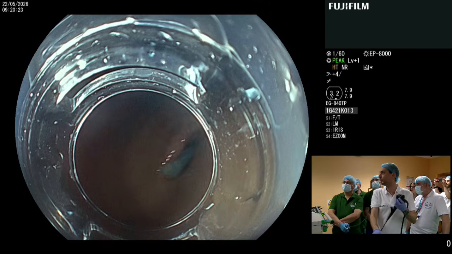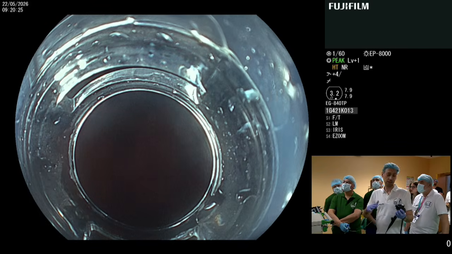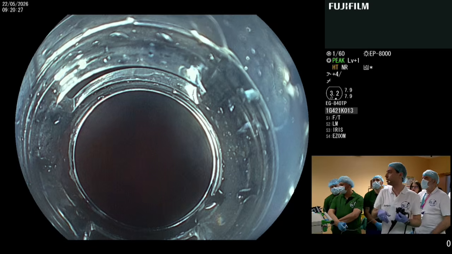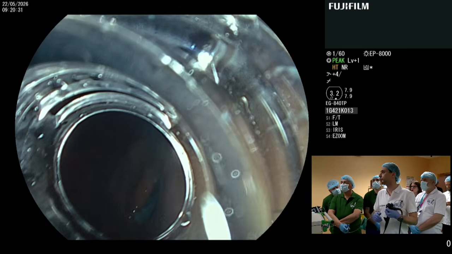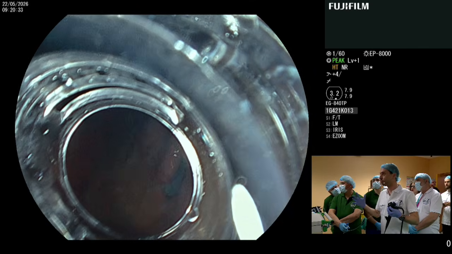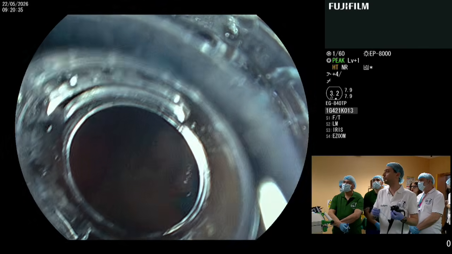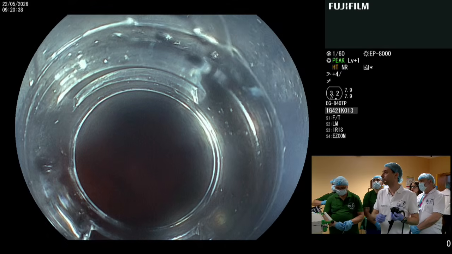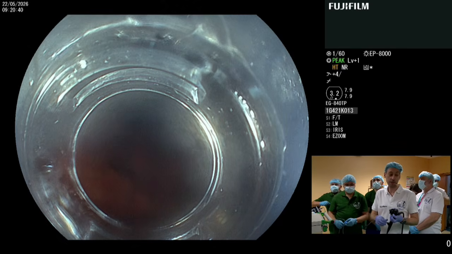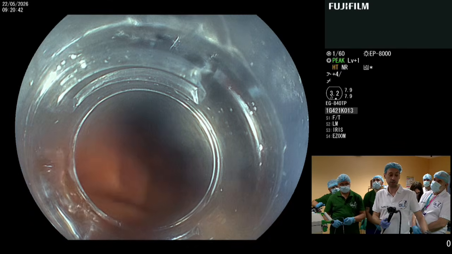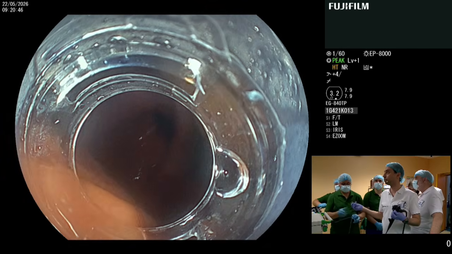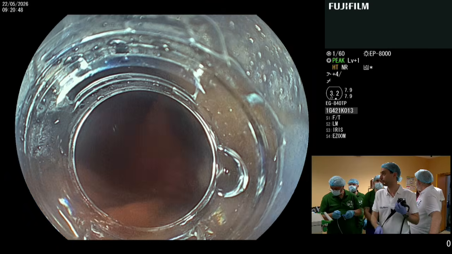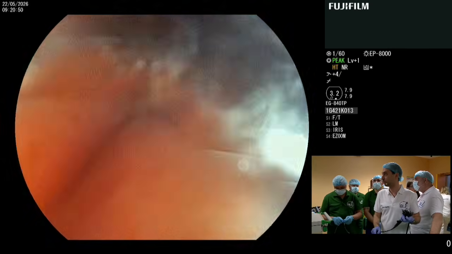From time to time, we have to go back and empty the stomach because we have the tendency to put CO2. There is a lot of gas provoked by the procedure, and this deforms the stomach and makes the access difficult. So I aspirate. This is very important. In my hospital, the nurse has always her hand over the abdomen, and from time to time she says, please, doctor, aspirate the stomach. I go back, aspirate the liquids.